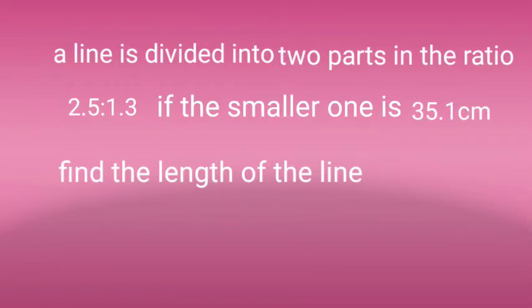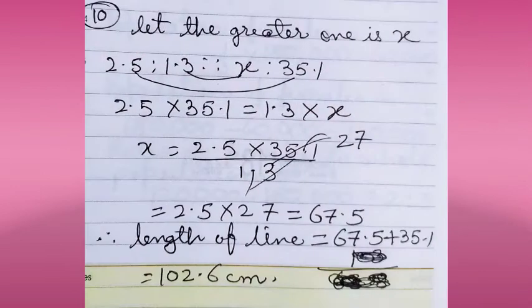This question we can solve in two ways. First by using the ratio method and second by using the proportion method. The ratio method I have already discussed in the previous question, so let's do the other method, that is the proportion method. You know the rule of proportion: the product of extremes is equal to the product of means. So this only we will follow in this question. Clear? So here let the greater one be x.